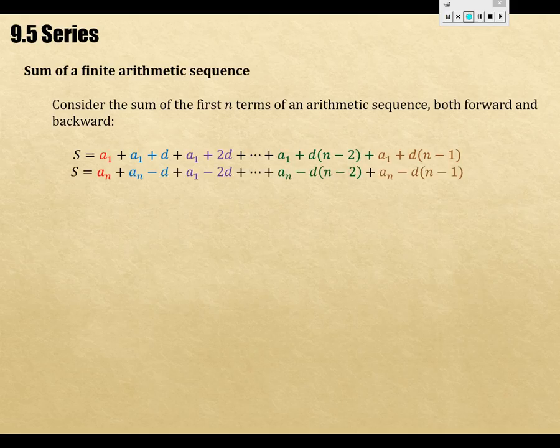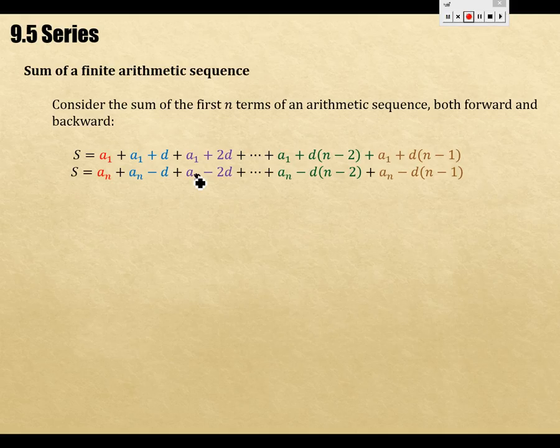I'm rewriting the series down below backwards. This should say n. That's an n. So do you agree that this is the backwards version of the same? This should be the same sum. The last term followed by the second to last term. Do you agree that that's the second to last term? It's just the last term minus d.